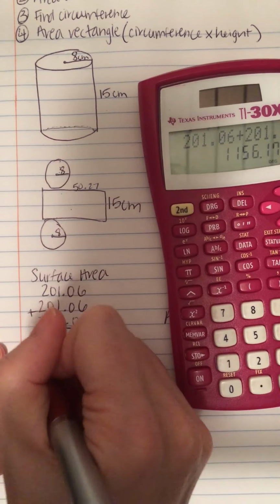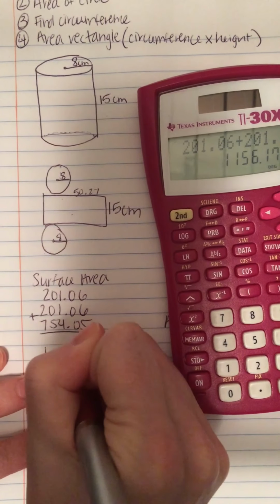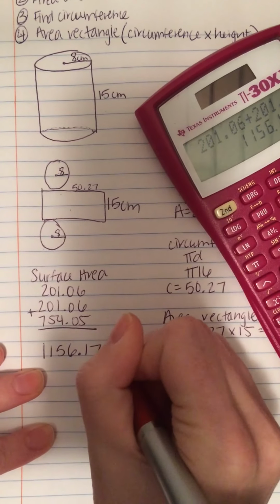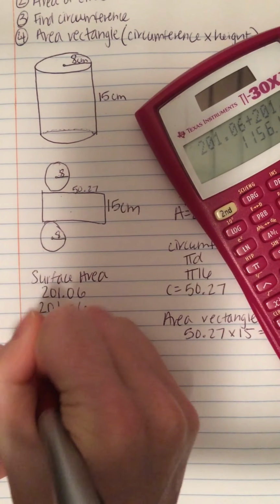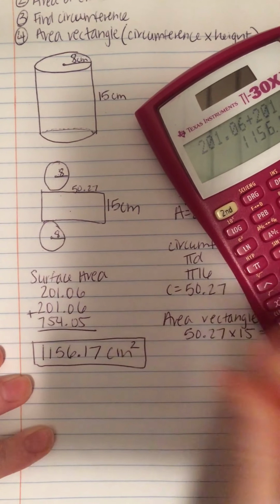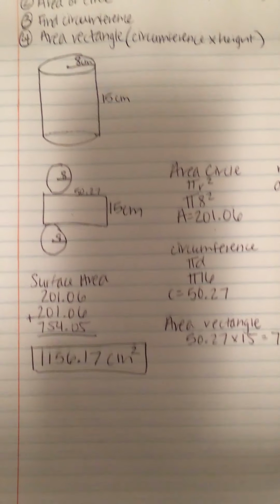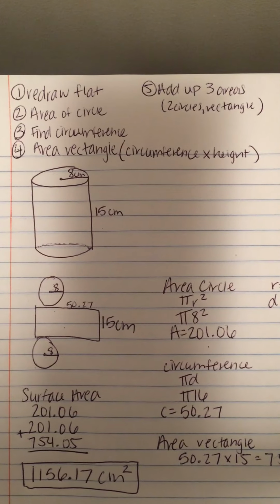Now I got 1,156.17 centimeters squared as my very final surface area for the surface area of a cylinder. If you get stuck when you're doing your practice, go back to these 5 steps.